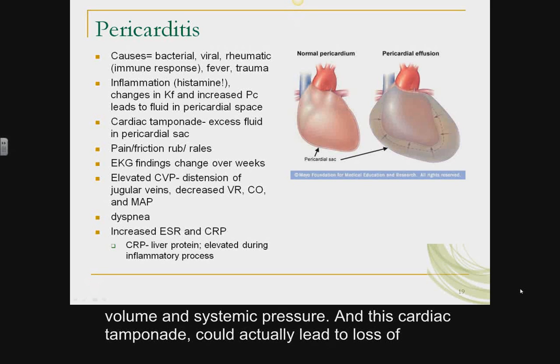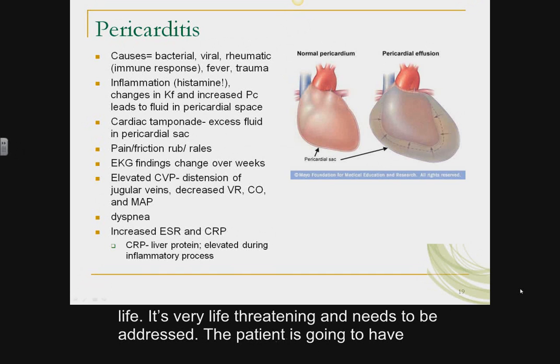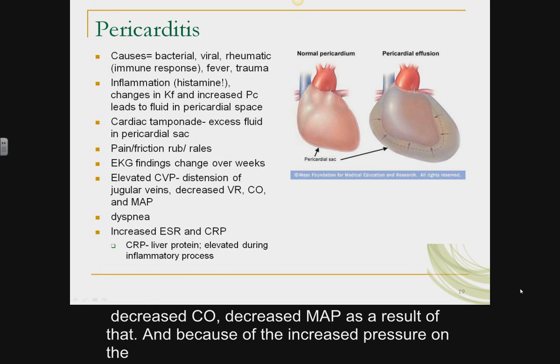And this cardiac tamponade can actually lead to loss of life. It's very life-threatening and needs to be addressed. The patient is going to have decreased cardiac output and decreased mean arterial pressure as a result of this.